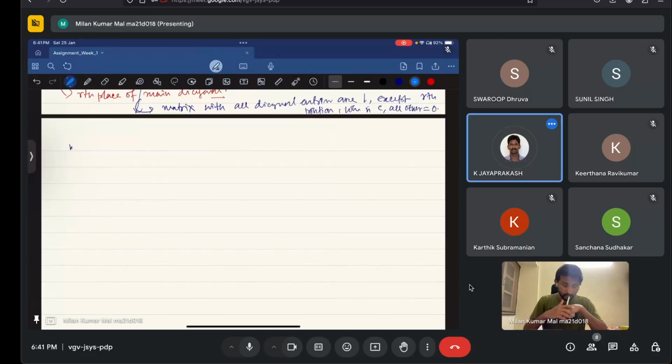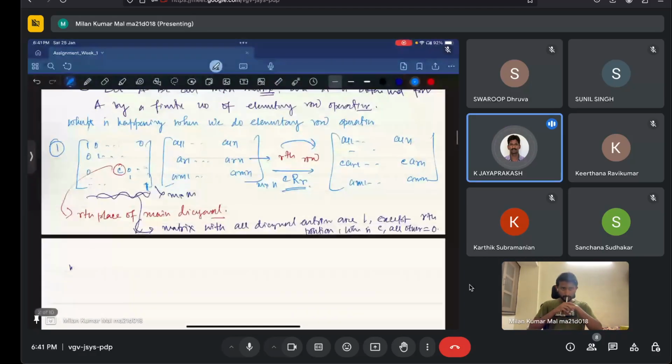Sir, yes, yes, sir, whatever elementary operations you are doing, is it only for whether the solution exists or not? Is that the only thing we are seeing, or is there any other purpose?